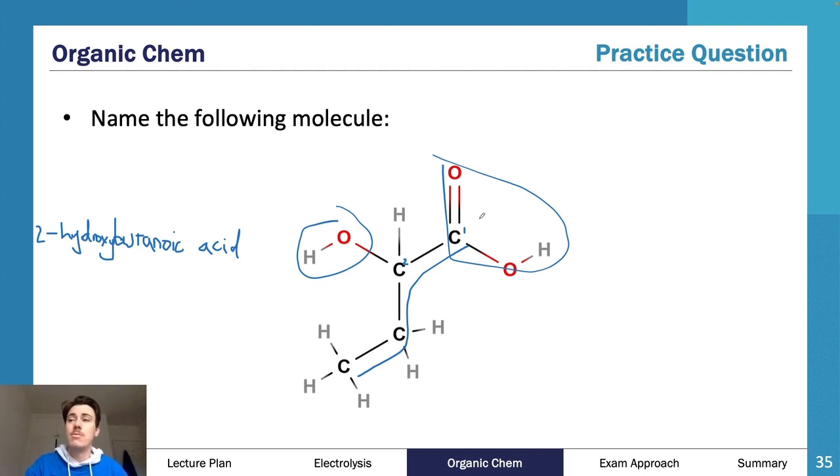So my 5 steps. 1, longest chain, bute. Single bonds, ane. What are my functional groups? Oic acid and hydroxy. What is my numbering? Start here, 1, 2. 2-hydroxy. Have I done my dashes and my commas? I've done my dashes. Are there no spaces other than the oic acid? There's no spaces other than the oic acid.